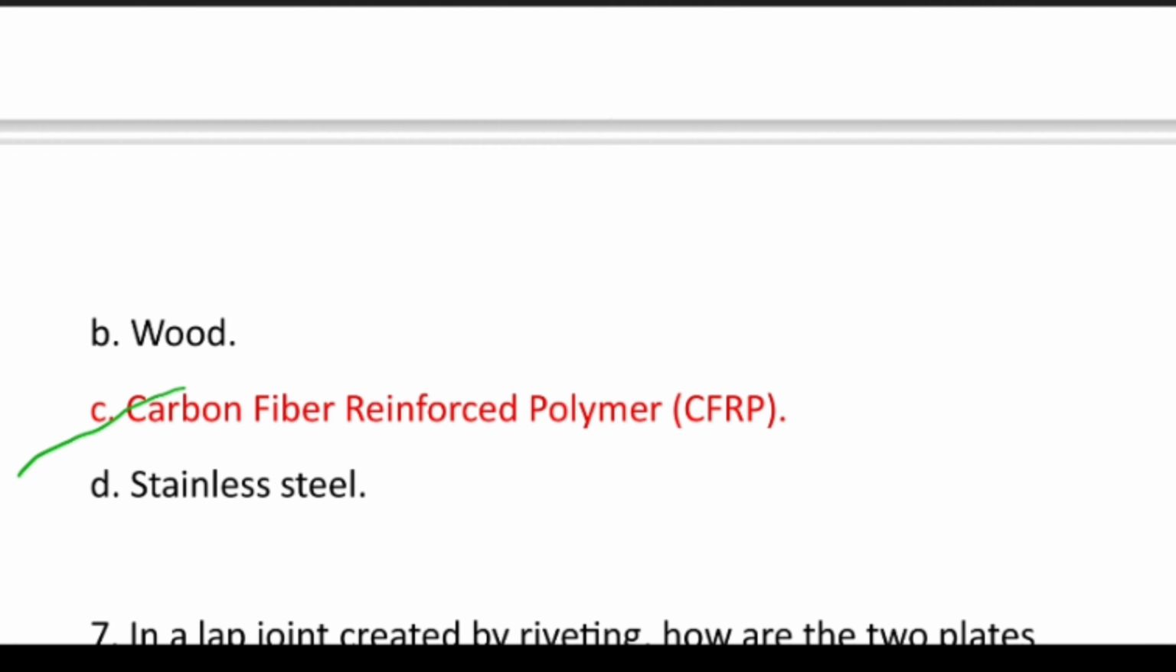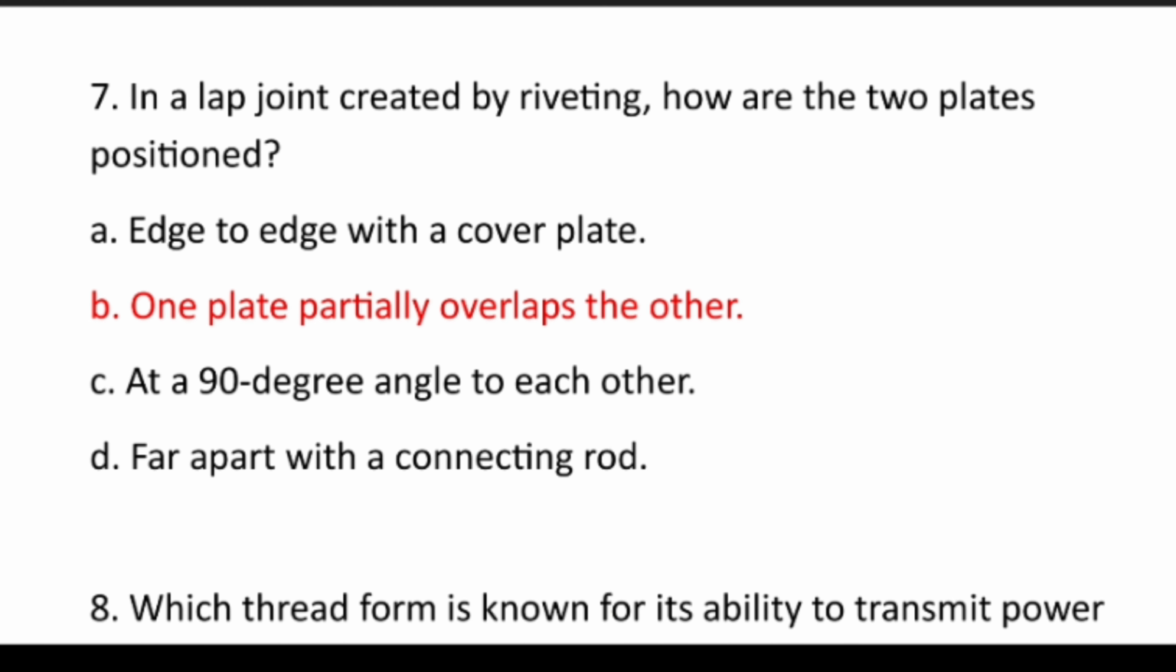The answer is carbon fiber reinforced polymer, that we call CFRP, in a lap joint created by riveting. Okay. How are the two plates positioned? Option B, one plate partially overlaps the other.